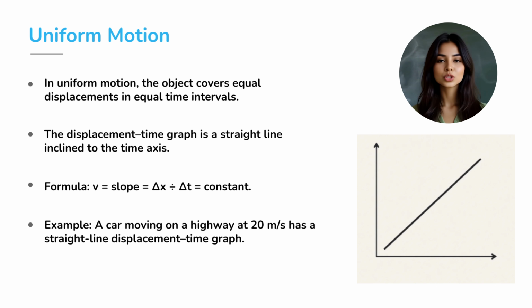Next, uniform motion. In this case, the object covers equal displacements in equal time intervals. On the graph, this shows up as a straight line inclined to the time axis. The slope of this line gives velocity, which remains constant. For example, if a car moves on a highway at 20 meters per second, its displacement time graph will be a neat straight line, rising evenly as time increases. This simple graph tells us that the car's motion is steady and predictable.